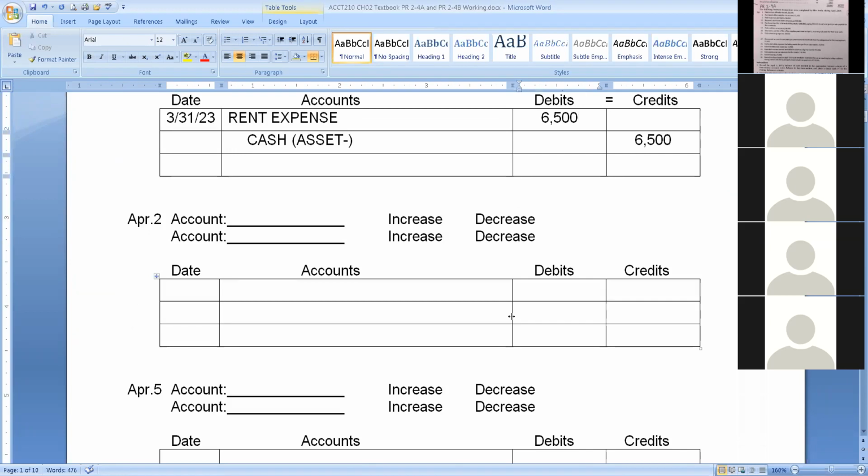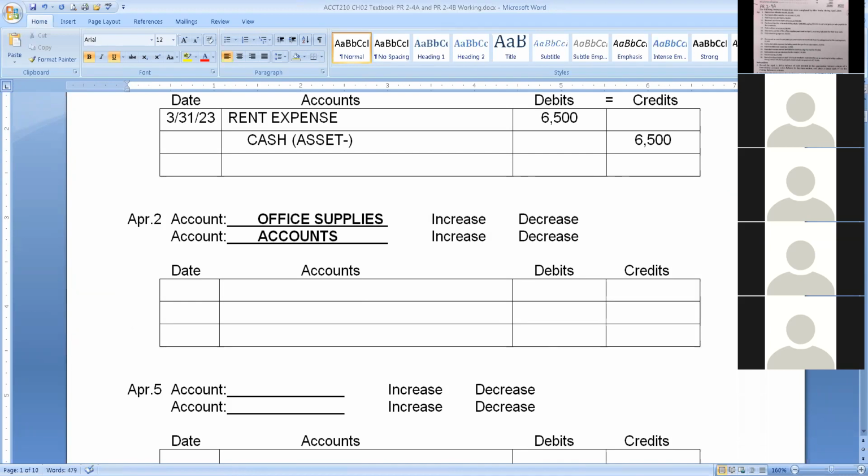Okay, number 2, purchase office supplies on account. Office supplies. And accounts. I said I'd give you the accounts, but what accounts: payable or accounts receivable? Payable, perfect. Okay, office supplies going up or down? Up.